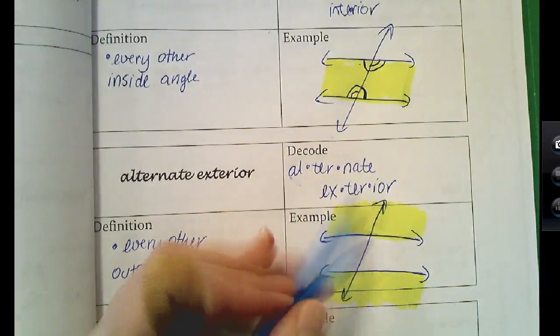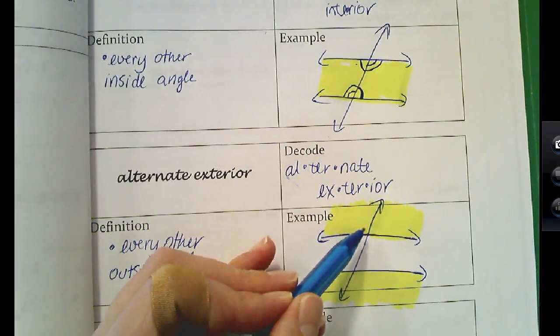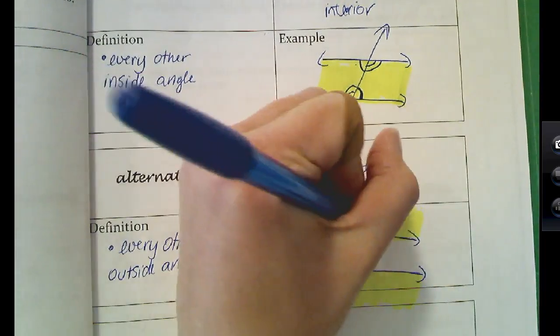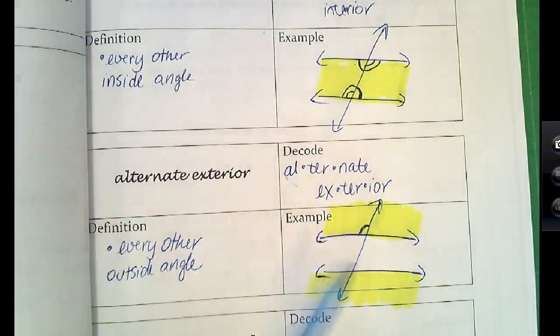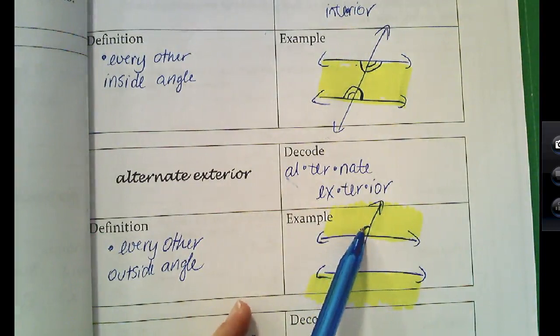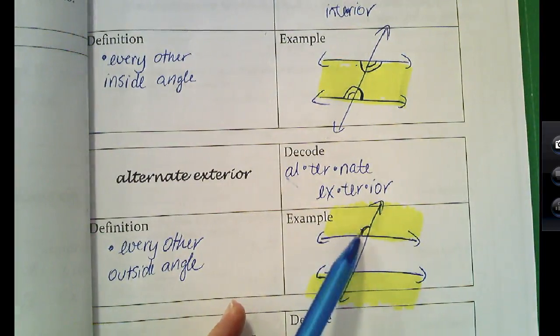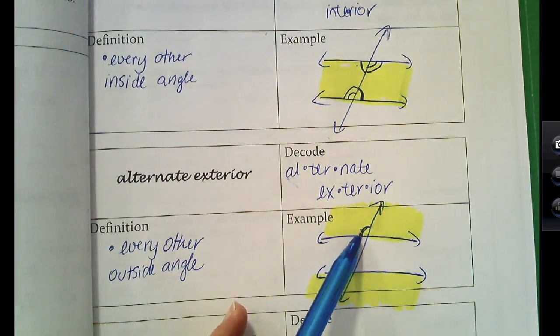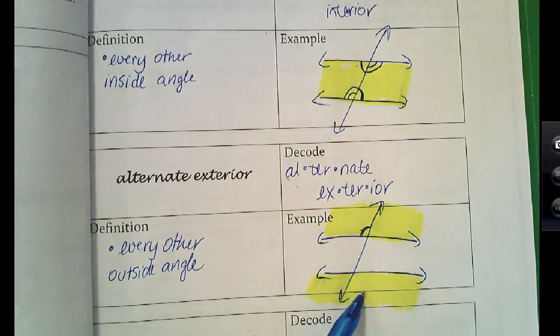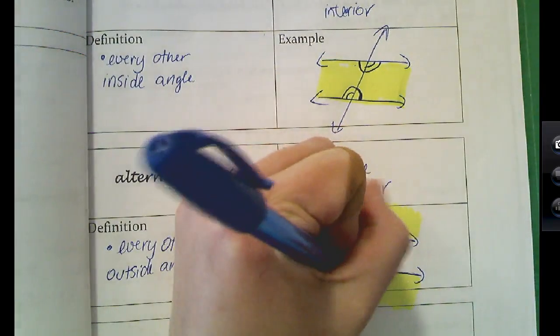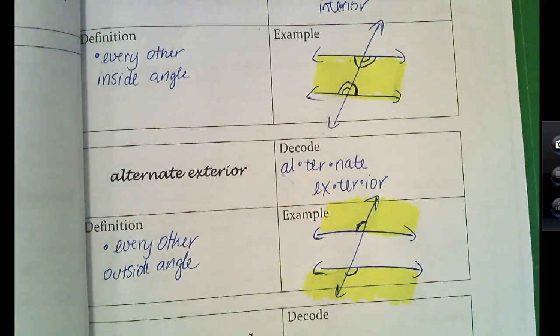So let's go on the left side of the transversal, right in this upper left-hand corner, and go ahead and draw one congruency mark. So we're on the outside, so we're doing exterior, and we're on the left side. So what side do I have to go on down here? The right side. Those would be what we call alternate exterior angles, and they are congruent.